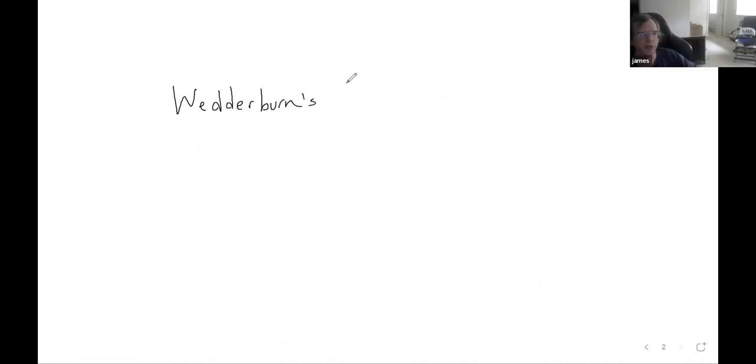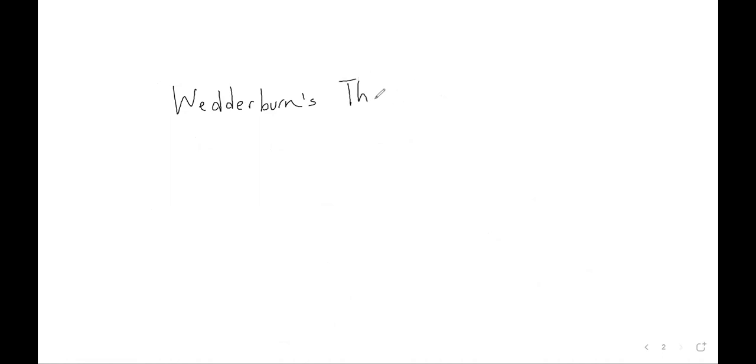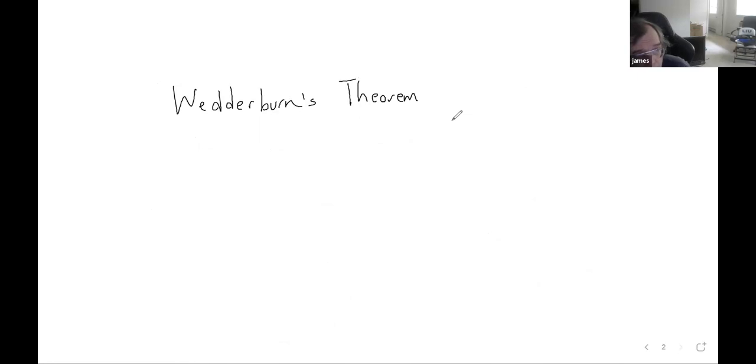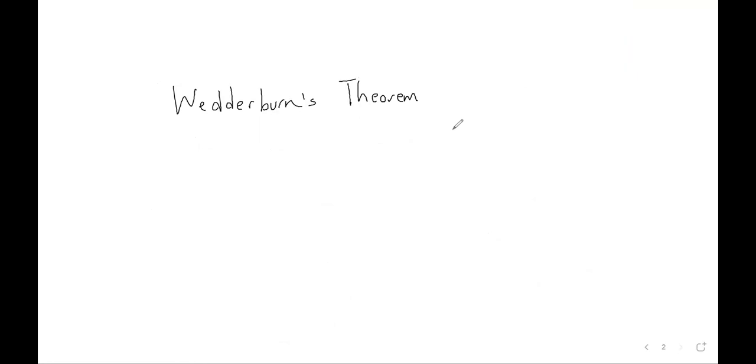Where did Wedderburn hang out? He was born in Scotland, and it's a Scottish name. Burn means creek. And he got his degree at the University of Edinburgh. But he did also spend time in Germany. And then he went to Princeton, where he spent his later years, as I learned a bit about him. So, okay, but his original theorem goes like this.